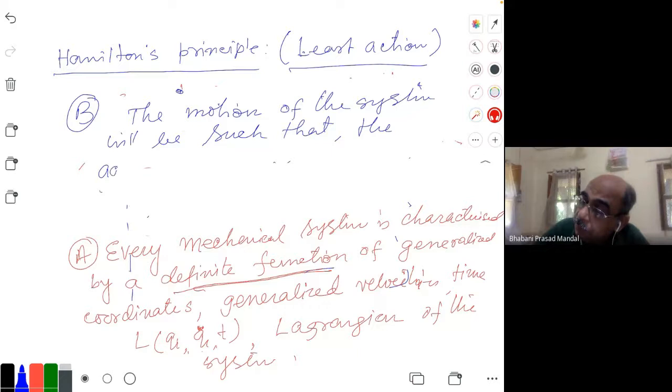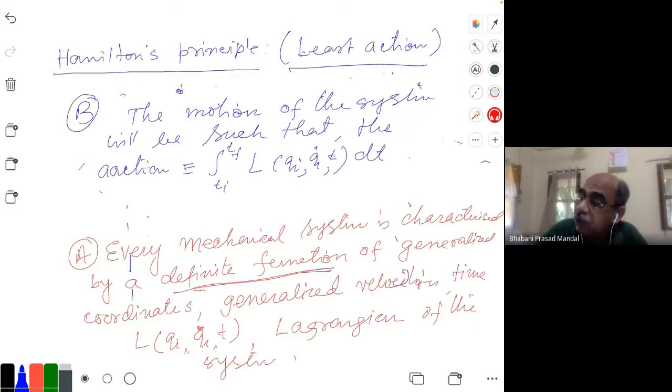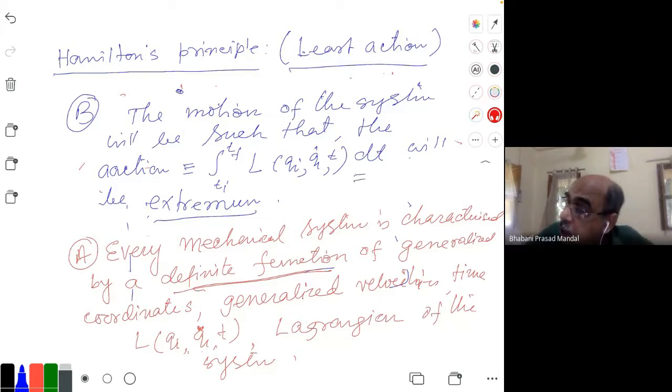Action is defined as the integration from t initial to t final of this Lagrangian of q, q dot, t dt. So this is the action, and it will be extremum. Extremum means minimum or maximum. Minimum means least. So this is called Hamilton's principle. This action is denoted by the notation S. So these are the two principles.